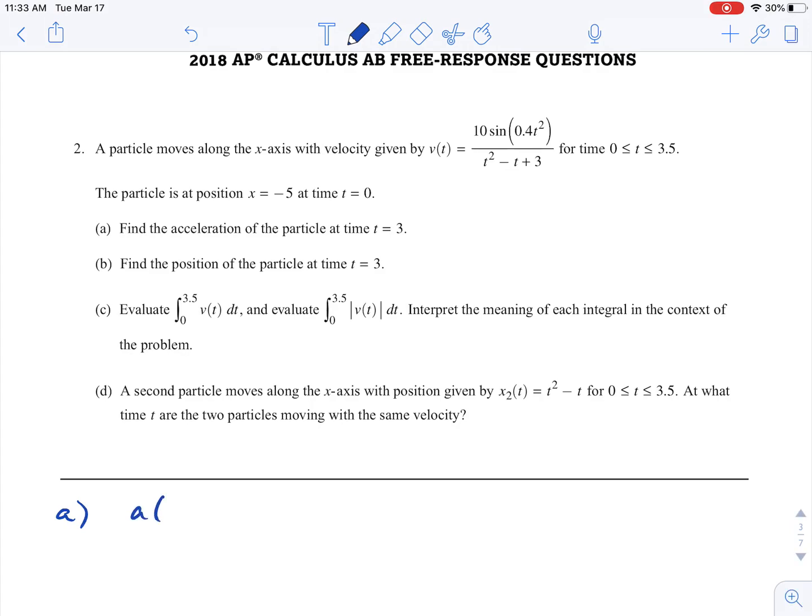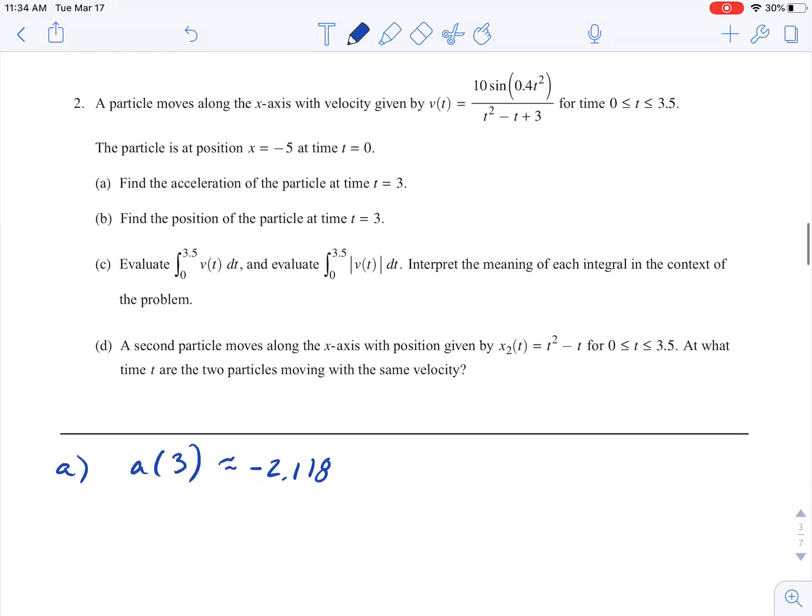Okay, to find the acceleration at time 3, we're just going to, again, use Math 8. Okay, and we're going to get approximately -2.118. All right. And that's it. This is a 1-point problem. You don't need to write that you used Math 8 on the paper. The work that you see in front of you is all that you need to show for this. Okay, so that's that.